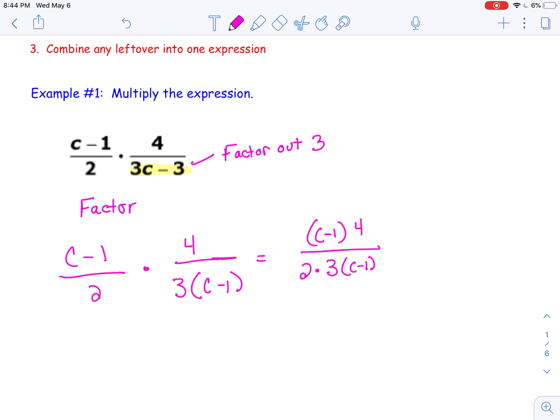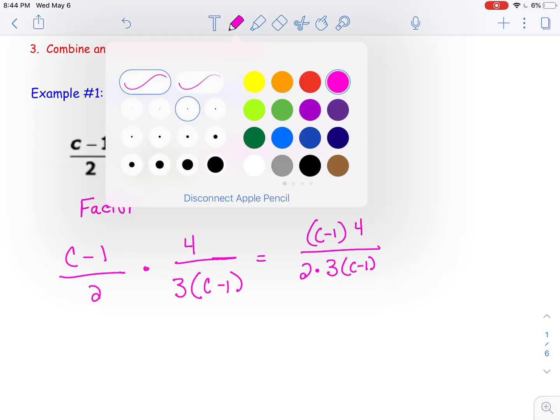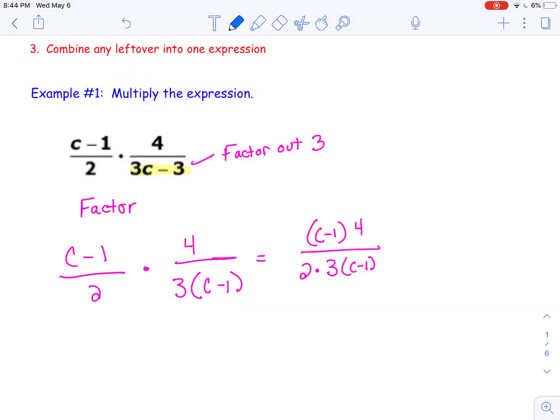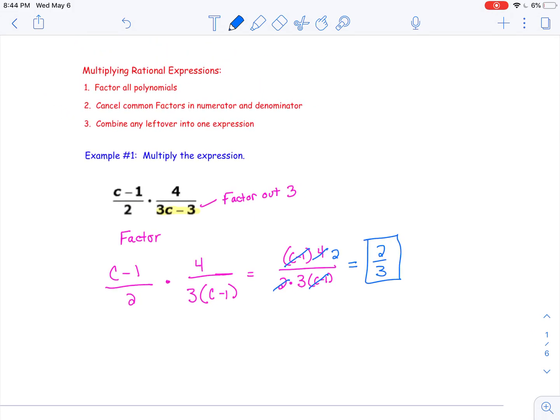So I've now multiplied them together. Now I need to simplify. So if I simplify, the c minus 1's will cancel. I can also cancel this 2 with the 4, and I'm going to be left with 2 left over. So I'm going to be left with a final answer of 2 over 3. So you're going to factor, multiply together, cancel anything, and then whatever you have left over, that will be your answer.